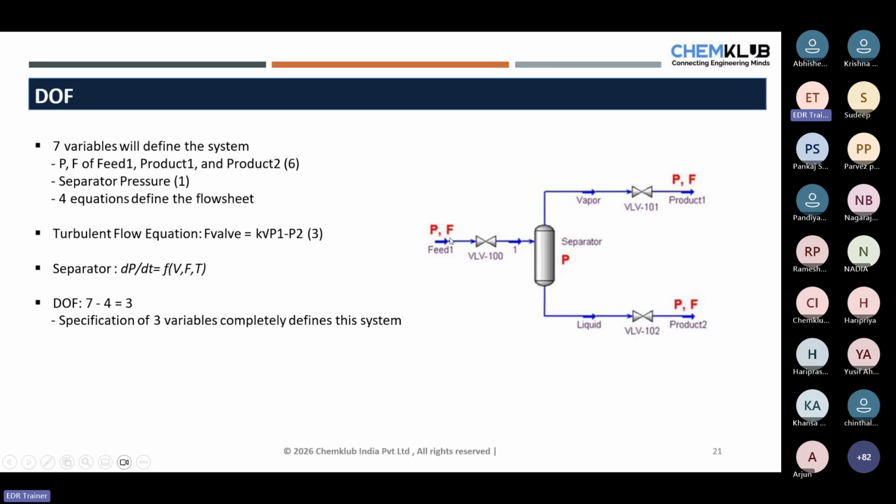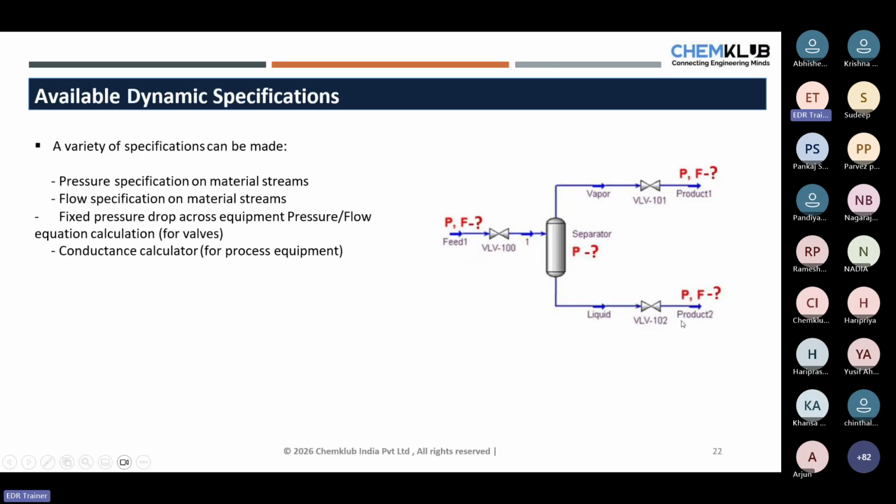So the degrees of freedom that we are going to specify are the pressure and pressure. If you define these three, it will start solving the equations. Now, these include basically, as I told, the pressure specification on the material stream, flow specification on the material stream. So either you can specify pressure or flow, then fixed pressure drop across the equipment, pressure flow equation calculated for valves, and conductance calculated for process equipment.